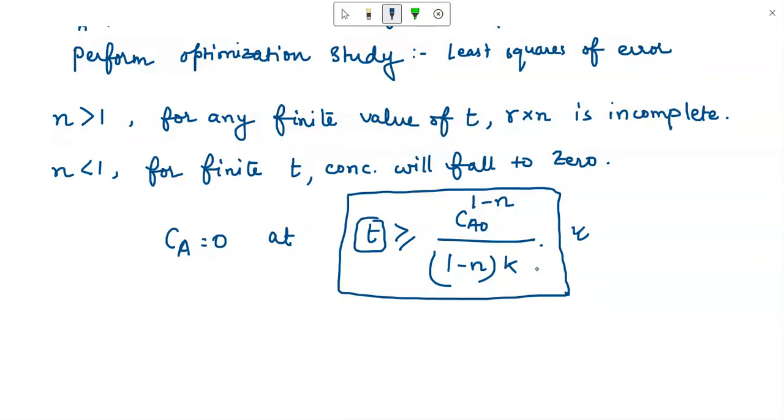This we will take up in detail later. Right now all you need to know is that if n is less than 1, then for a finite value of time t, the reaction will reach such a state that the initial concentration is completely exhausted. Okay, so this is it for empirical rate equations of nth order.